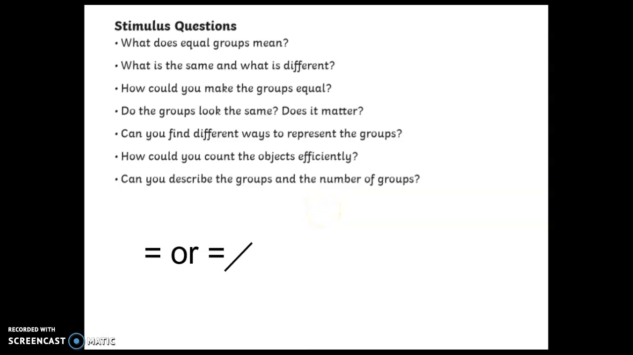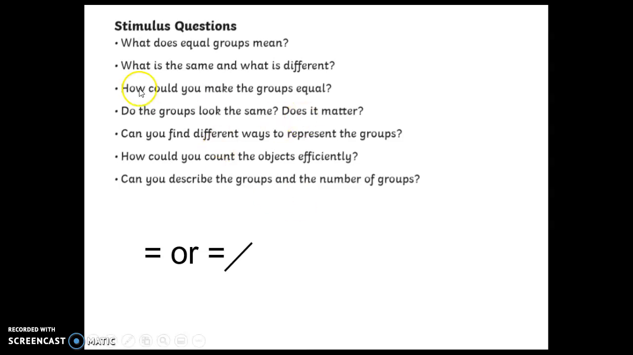So moving on to the main part of the lesson. These are the sorts of questions that we want to be asking ourselves and answering. So the first one we've got is, what does equal groups mean? I'm sure that you'll already know that equal means that they've got to be the same.